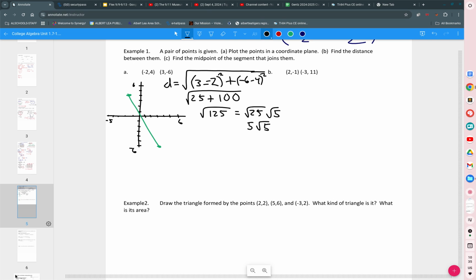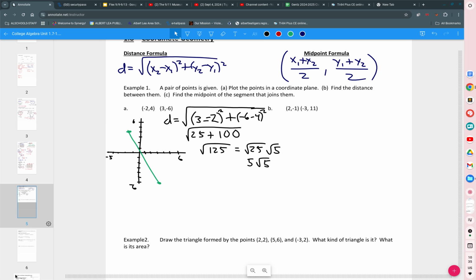The midpoint formula, we're going to make that as simple as possible. Notice it says add the x values and divide by 2. So I'm going to add these x values to get 1 and divide by 2 to get a half. I add the y values and divide by 2. -6 plus 4 is -2. Divided by 2 is -1. Just add the x's, divide by 2, add the y's, divide by 2.